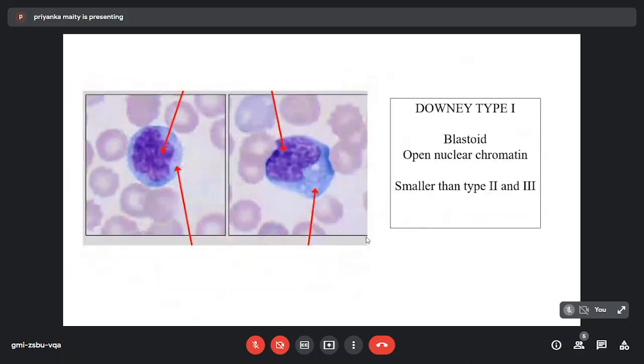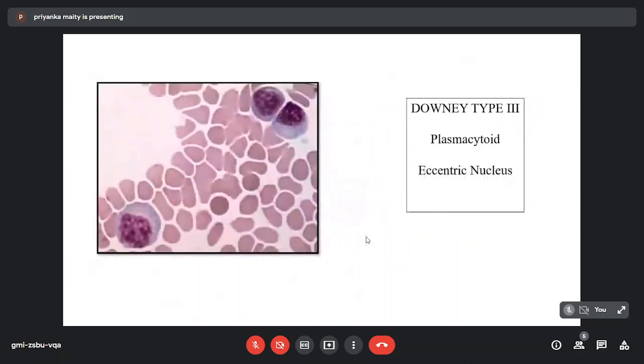These atypical reactive lymphocytes are Downey type 1. They have blastoid appearance with open nuclear chromatin. They are smaller than type 2 and type 3 cells. These atypical lymphocytes are Downey type 3. They have plasmacytoid appearance with eccentric nucleus.